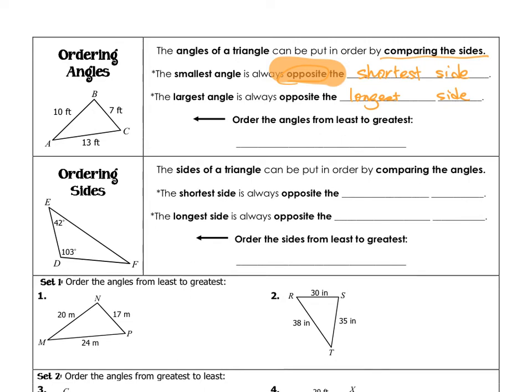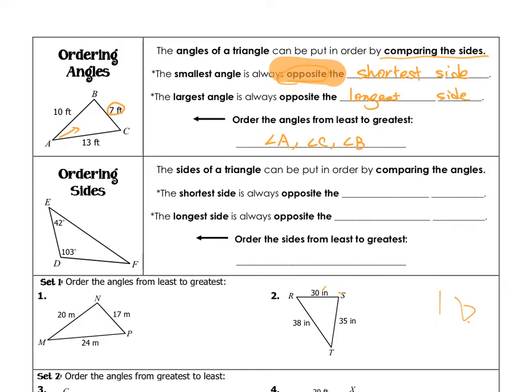So for the diagram on the left-hand side, the order of the angles from least to greatest should be, because 7 is here, angle A is the smallest, and then 10 is the next, so angle C, and then angle B is the third.